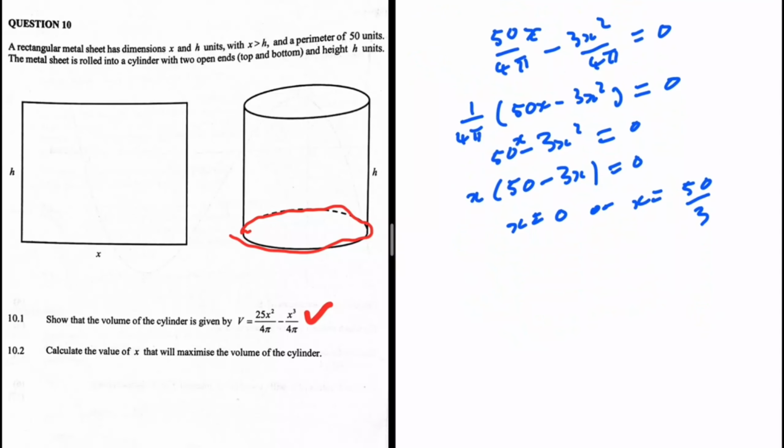Right. So when we substitute 0 into v, we get 0. And then when we substitute 50 over 3, what do we get? So our answer here is 50 over 3. Next, write down the coordinates of the x-intercepts of g in terms of p. So that is 6.1.